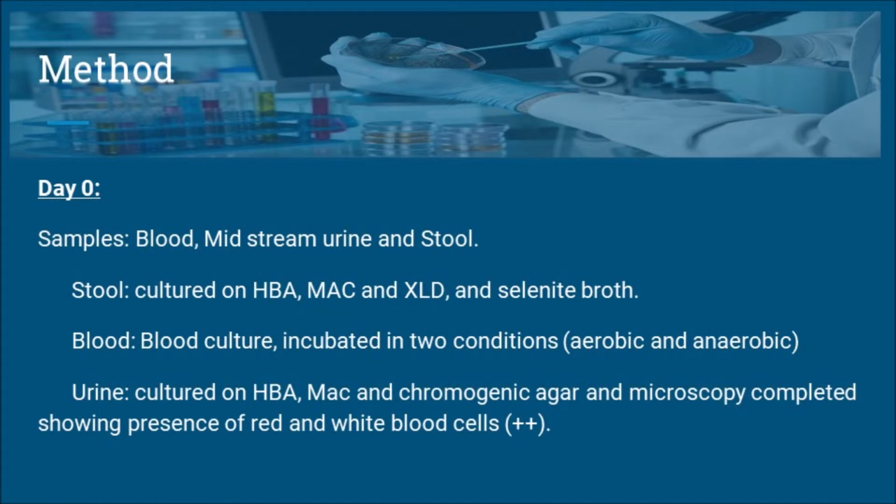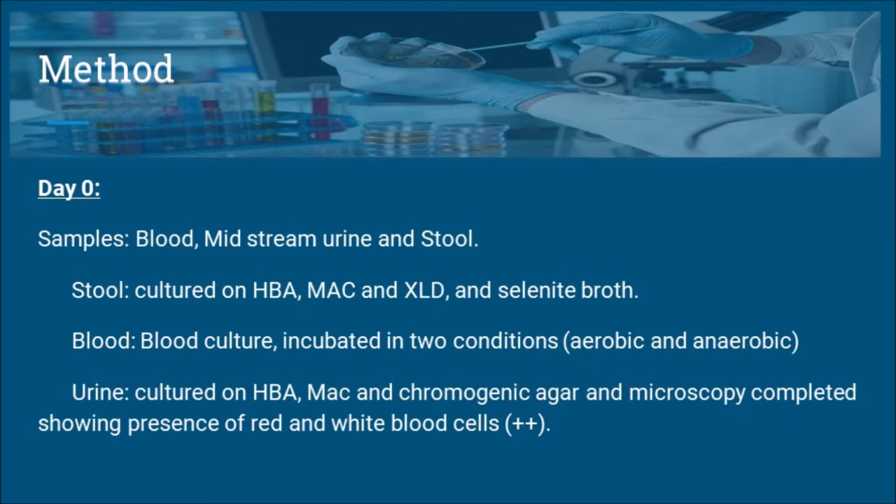A blood culture was set up using 2 bottles, one incubated anaerobically and one aerobically, for 5 days at 37 degrees Celsius. This was conducted to identify if any pathogens are present in the blood, which is usually sterile.